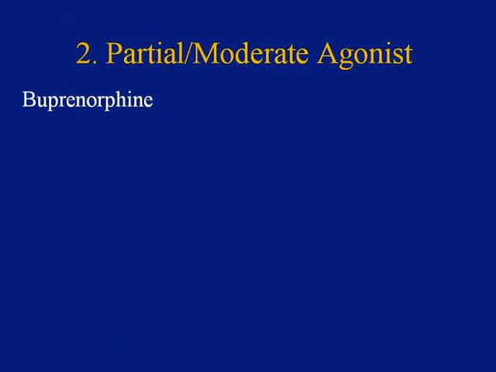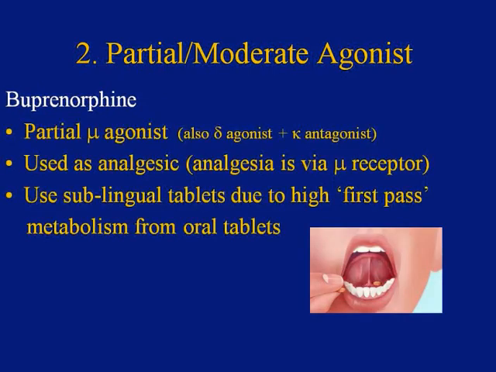The next one is buprenorphine. Buprenorphine is a partial agonist of the mu receptor, but it also is an antagonist at the kappa receptor, and an agonist at the delta receptor. But its analgesic effect comes from its partial agonist action at the mu receptor. It is used as an analgesic, and it is formulated as a sublingual tablet, because it undergoes high first pass metabolism if swallowed orally. So therefore it is formulated to be placed under the tongue.